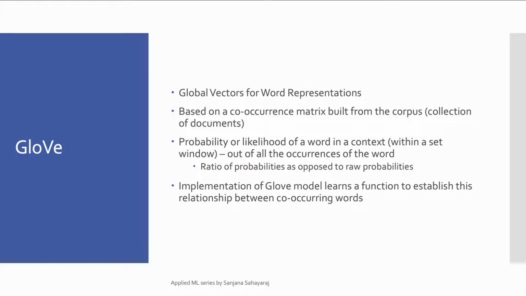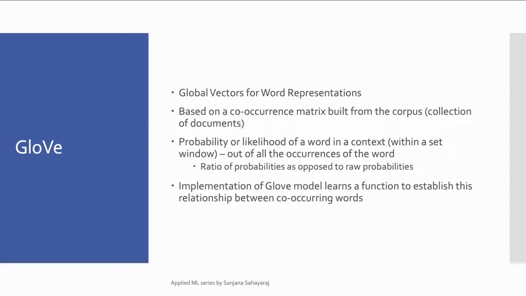Next up, we have GloVe. GloVe stands for Global Vectors for Word Representations. GloVe has a step before the learning phase, which is the building of a co-occurrence matrix, which is built from the collection of documents or the corpus.